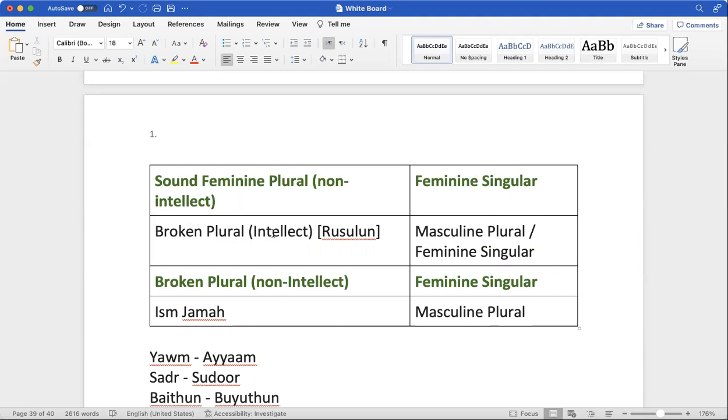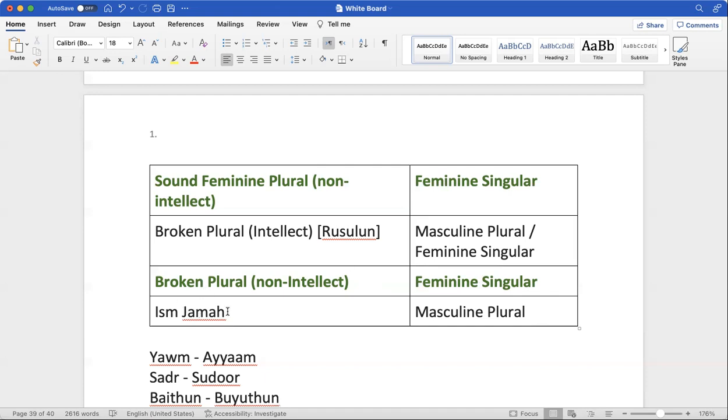Then you have broken plural intellect. When you have a broken plural that is human, you have an option. You can treat it as masculine plural or feminine singular. You have the option of using ulaika rusulu, like I told you, or tilka rusul, because rusul is a human broken plural. Then you have broken plural non-intellect. It exactly matches sound feminine non-intellect, so it is always treated as feminine singular. For example, masajid. These are non-intellect. These are mosques. You'll say hadhihi masajid, and masajid is a non-human broken plural.